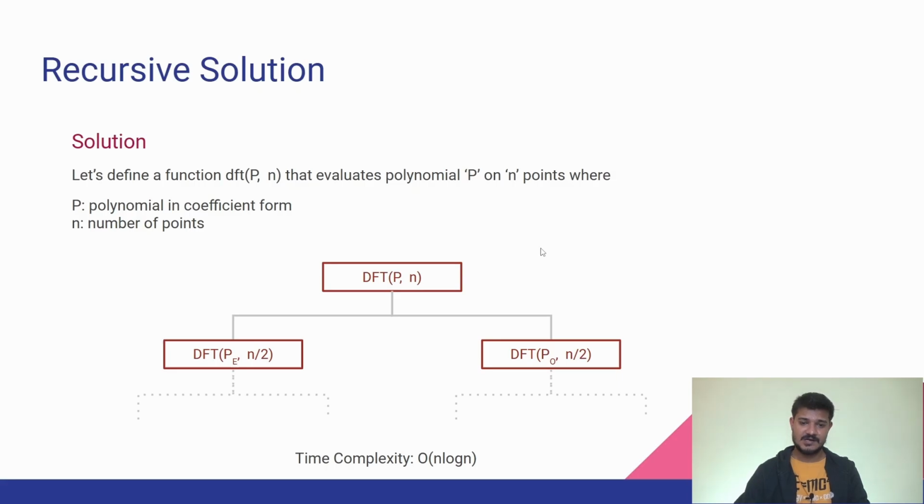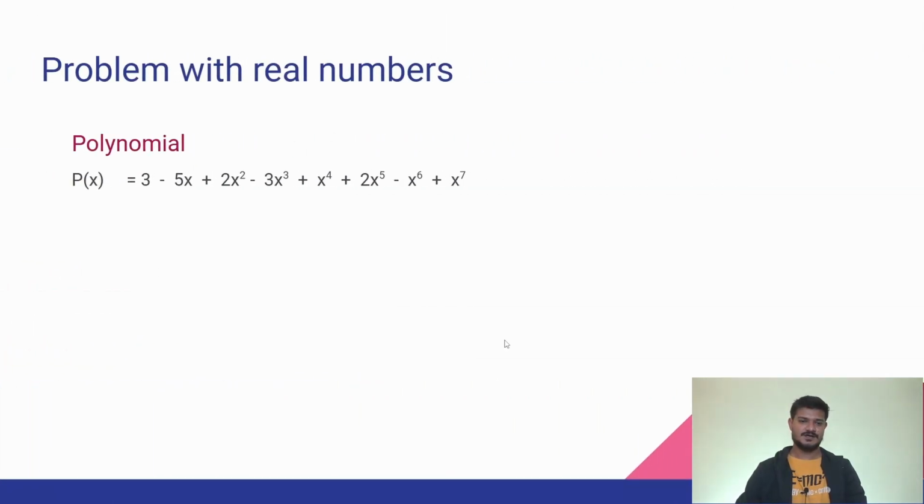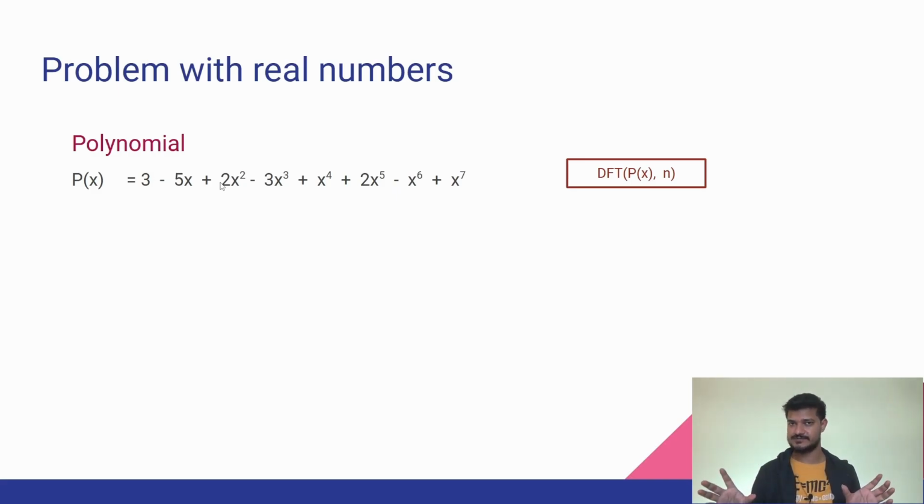All right, but there is an issue. The recursion actually breaks because of the real numbers, and I'll explain why. So let's say we want to evaluate this polynomial. We'll make a DFT call on the polynomial and pass n, saying that we want to evaluate this polynomial on n different points, right? That DFT divides the polynomial into even and odd terms, which gives us two different polynomials of degree n by 2, right? And then we evaluate those recursively. I'll only talk about PE here because I have to show the whole call hierarchy and what happens.